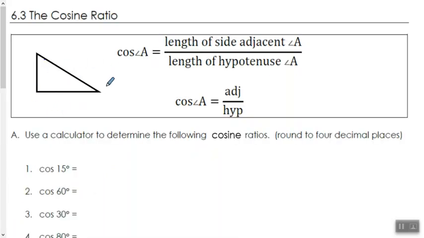The cosine ratio. Like we just said, the cosine ratio is the length of our side that is adjacent to an angle divided by the length of the hypotenuse. Let's just pick an angle A here. The side adjacent to A is right here. This is my opposite side, and here is my hypotenuse across from my right angle. So the cosine ratio uses our hypotenuse and our adjacent, and it completely ignores the opposite.